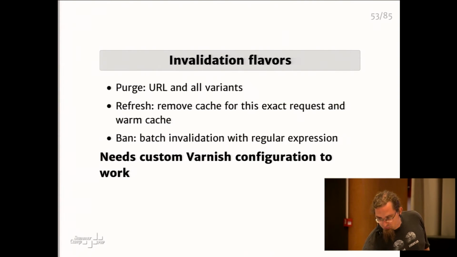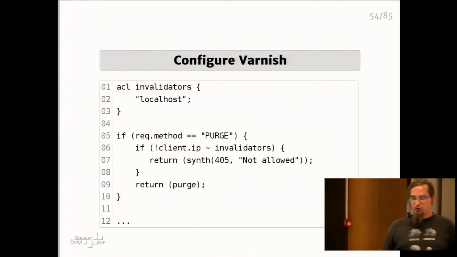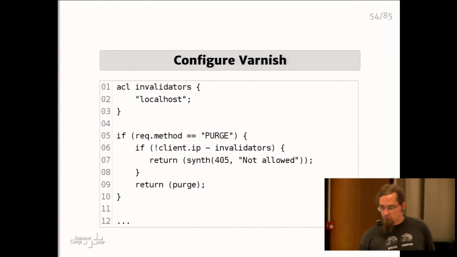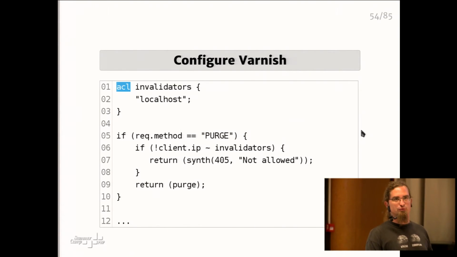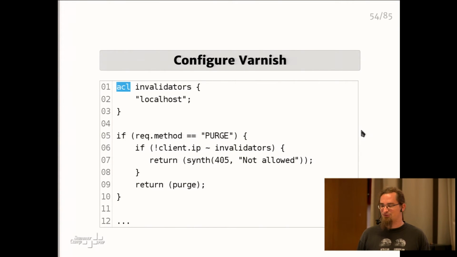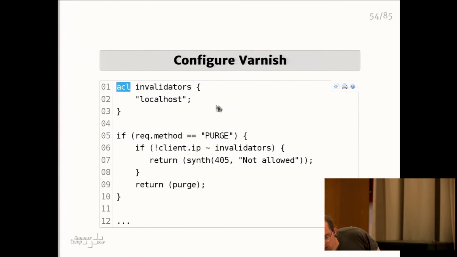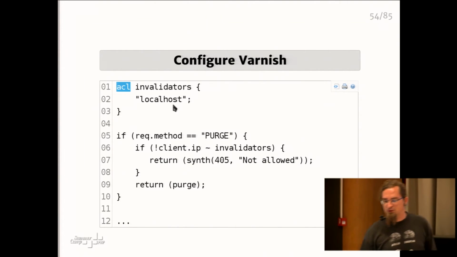For all of them, you need to do some configuration in Varnish. For all of them, what you want is this ACL, the access control list, which says who is allowed to send the request, because you don't want people on the internet deleting your cache. That would make it a bit too easy for denial of service attacks. So we have this ACL saying only requests from localhost will be accepted.